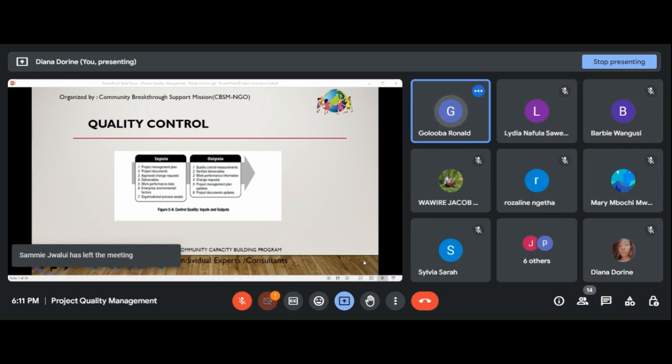Then we have work performance data, and this is basically the processes that you're looking at. You're looking at also enterprise environment factors and organizational process assets as some of the inputs, and then you're having the different project documents that are affected by these quality changes that you might make updated. And we say that this also starts directly from the project charter, and you move on to the project management plan, and you're updating it, so you have to have all those processes and procedures in place for you to make those changes, and also approval levels. Next slide, please.